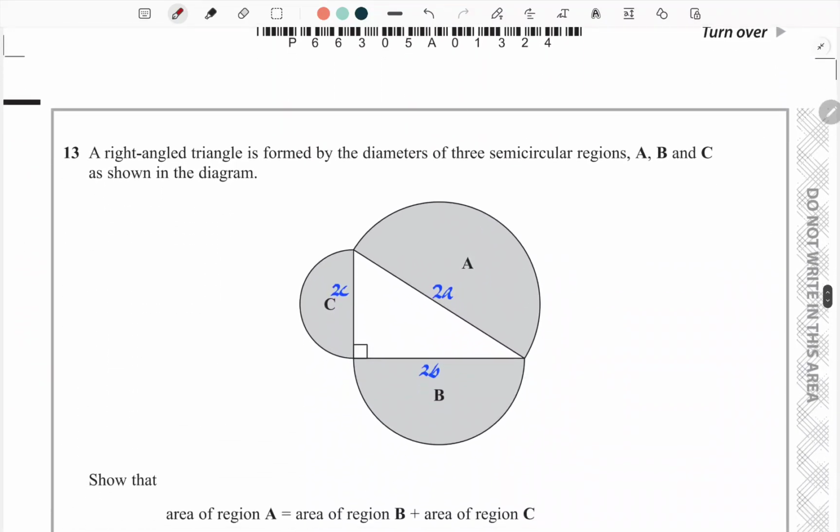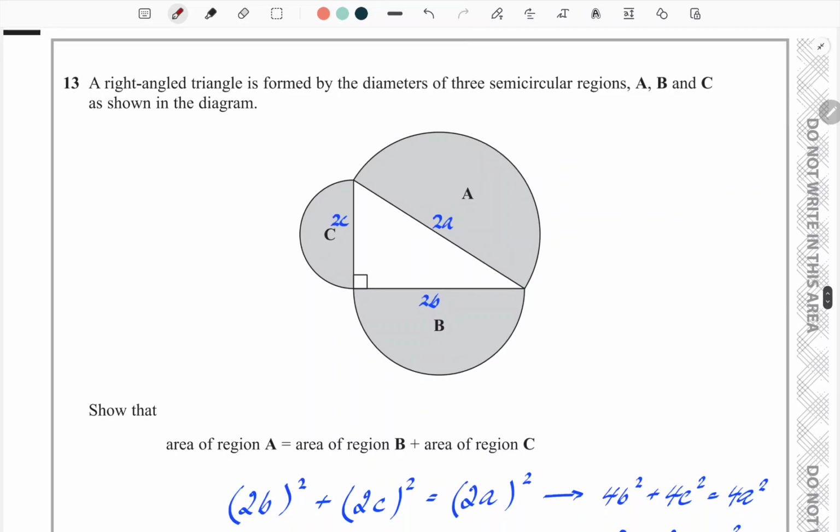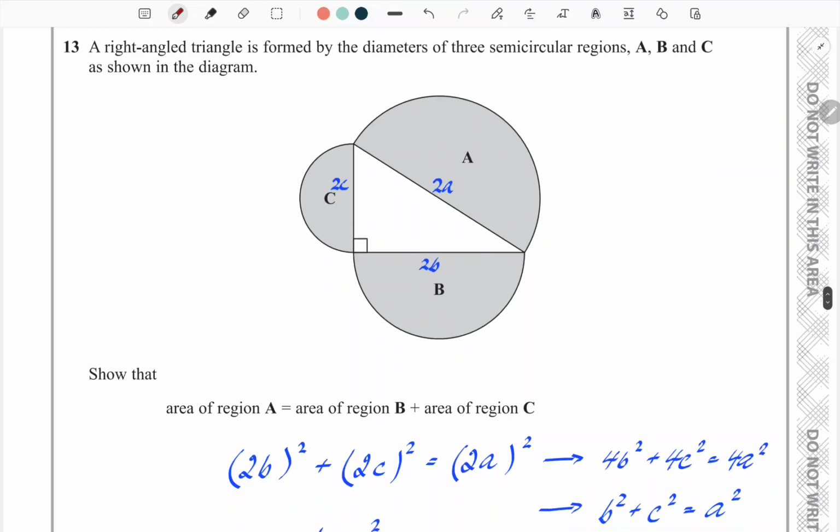Right, number 13. Okay. This question is so much simpler than it looks, and yet it's been presented in a way that caused a lot of students to be confused and not really know how to tackle it initially. All right. What they're saying is show that the areas follow this particular rule.